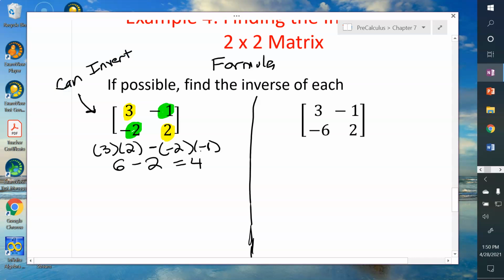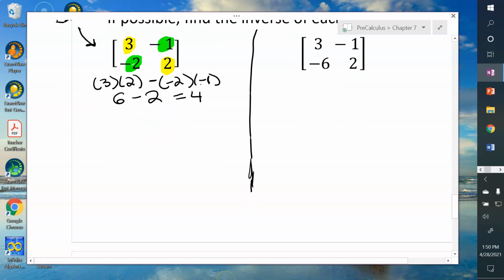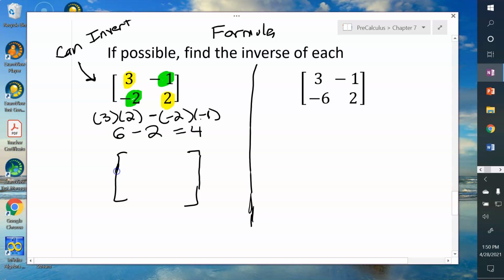So now the question is, how do you invert it using the formula? So I'm going to put in a matrix. And then what you're going to do, the ones that I highlighted in yellow, those are the ones on the main diagonal. They're going to trade places. So I'm going to have the 2 here and a 3 there. They've traded places. And then the ones on the other diagonal that are in green, they stay where they are, but you're going to change their signs. So a -2 becomes +2, and then a -1 becomes +1.